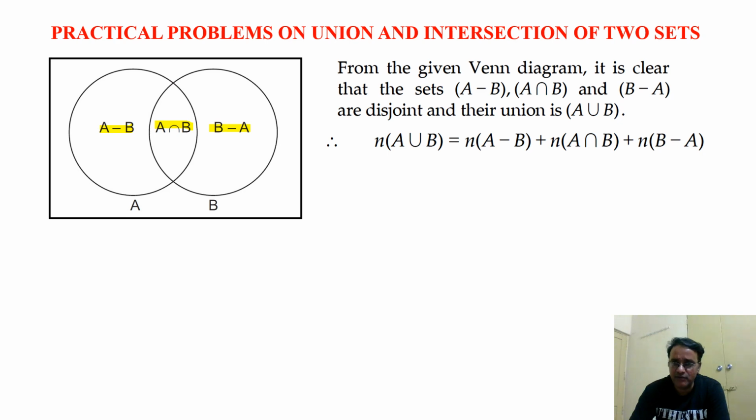Now what will be n of A union B? It is n of A minus B, n of A intersection B, and n of B minus A.